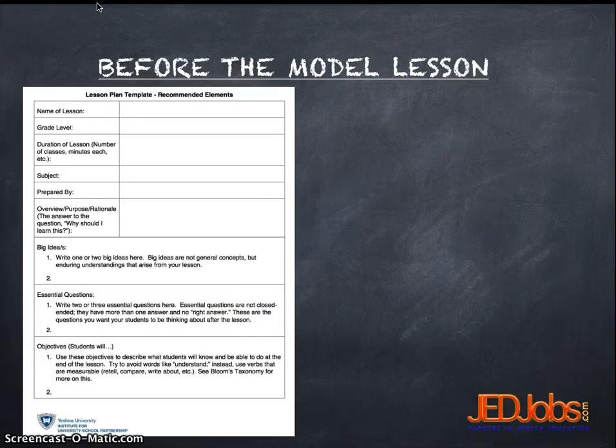So here's a model of a template which we can send to you if you would like. It's 2 pages and we're going to go through page by page. The first page, of course, has all of the regular stuff, the name of the lesson, the grade level, the duration, and the subject, and who prepared it.